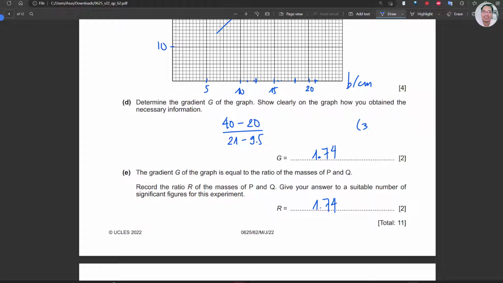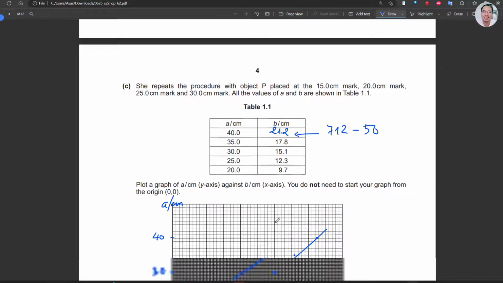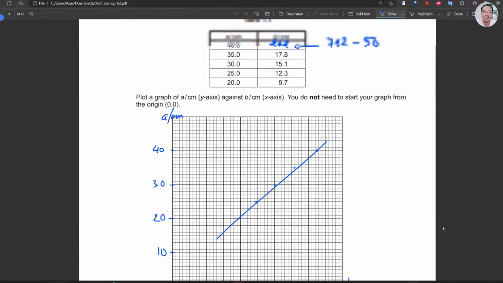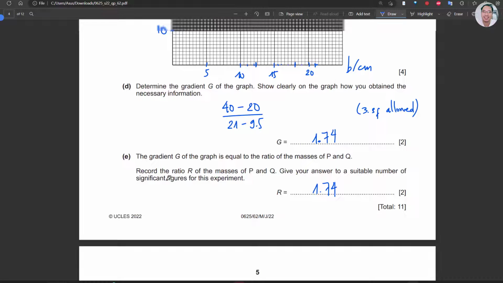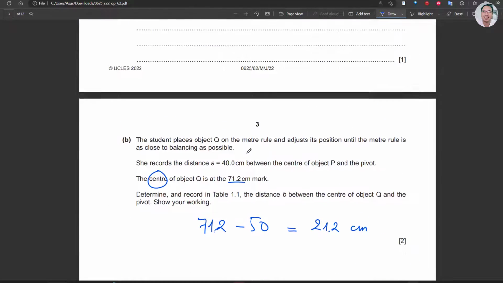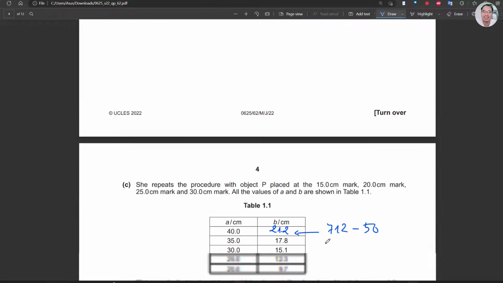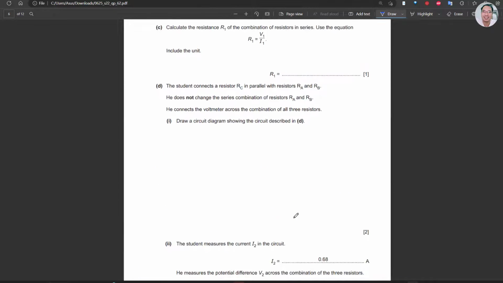Three significant figures allowed. Yeah, because here you have three significant figures. Oh, yes. Okay, that's it. Question about graphing, calculating gradient. This is about electricity. We will skip.